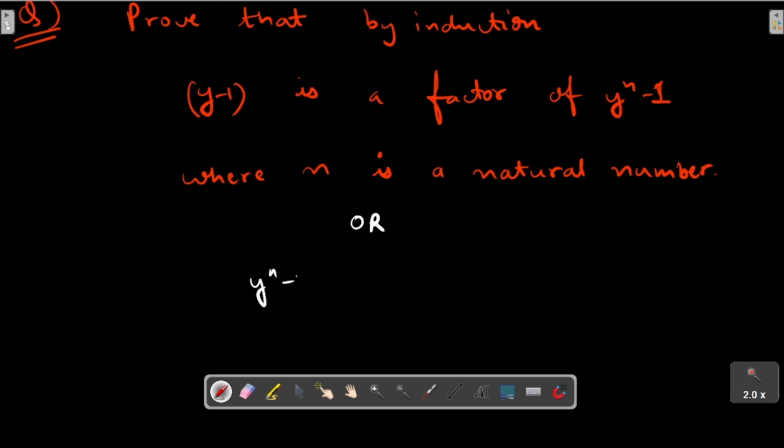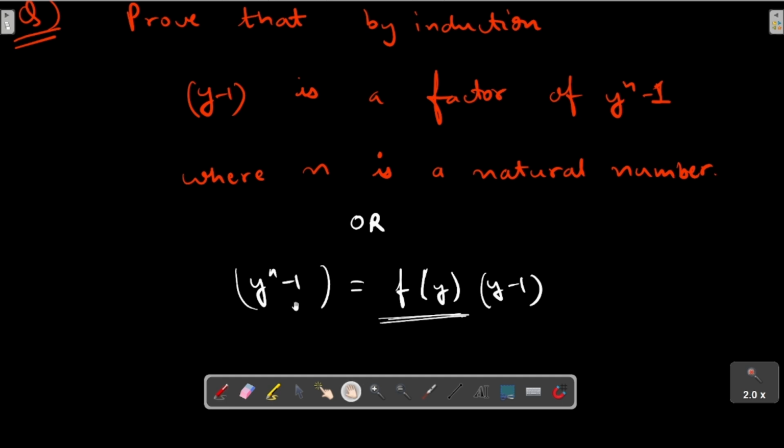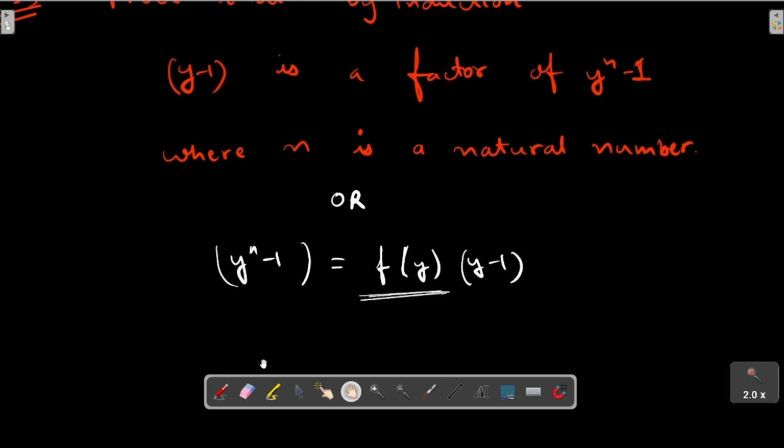That y to the power of n minus 1 is equal to some polynomial f of y times y minus 1, right? You will get some term over here, right? So it shows that y to the power of n minus 1 is divisible. You'll get some quotient.